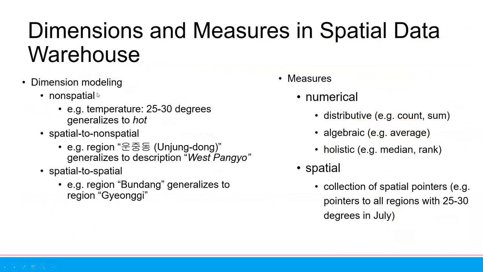For example, if we are dealing with the data warehouse, if you check again the data warehouse section, there are two things in the data warehouse. First is the dimension, and the other is measures. In dimension modeling, we can look from the non-spatial aspect, which is not related to the spatial data. For example, I want to check the temperature. It's not related to spatial data, but I want to know how 25 to 30 degrees can be generalized. So this is not spatial data.